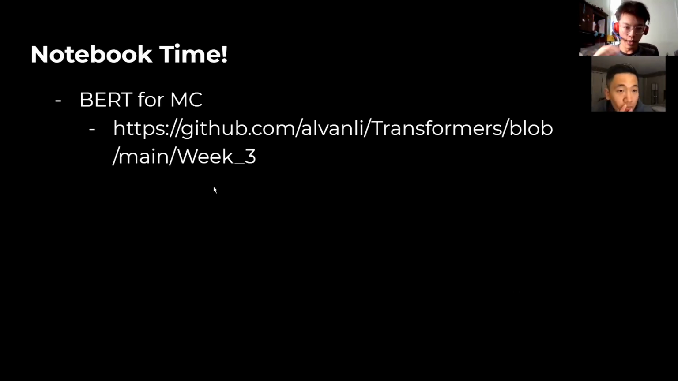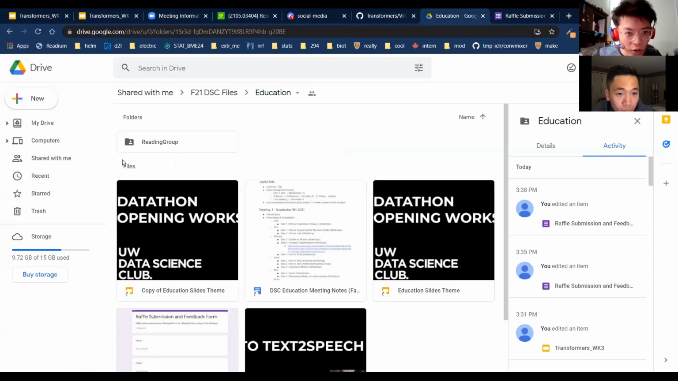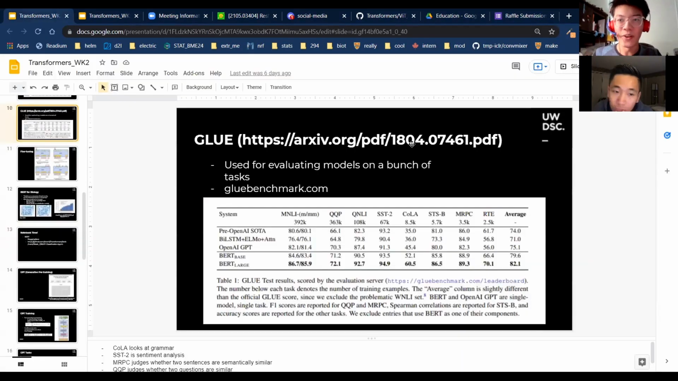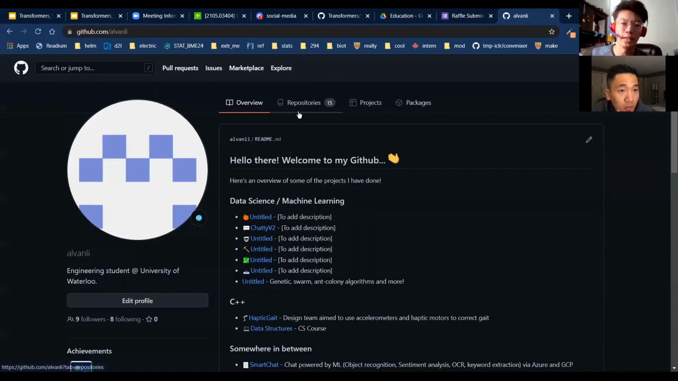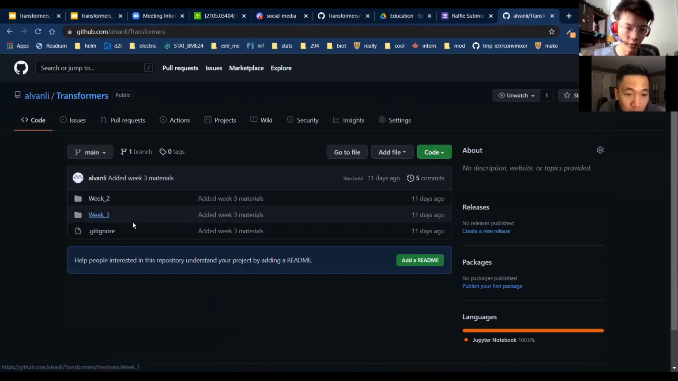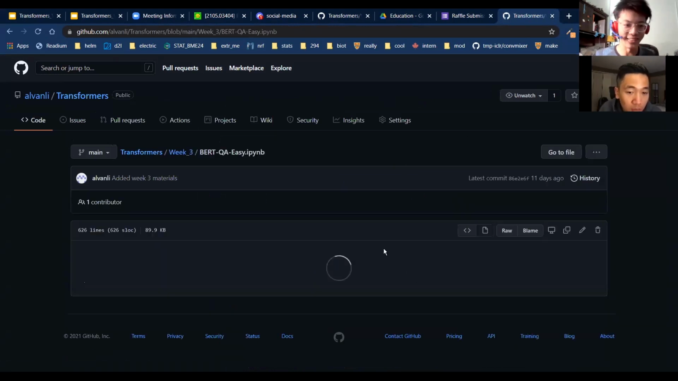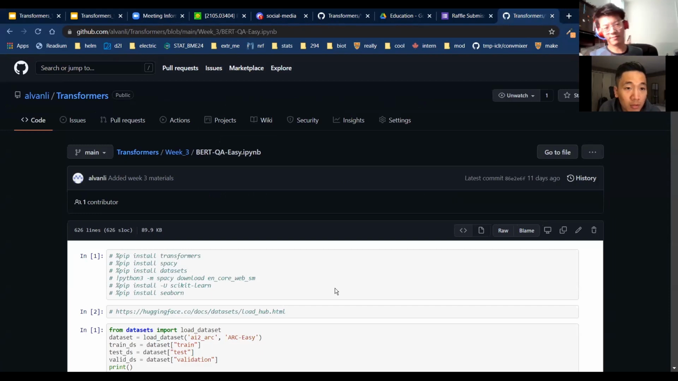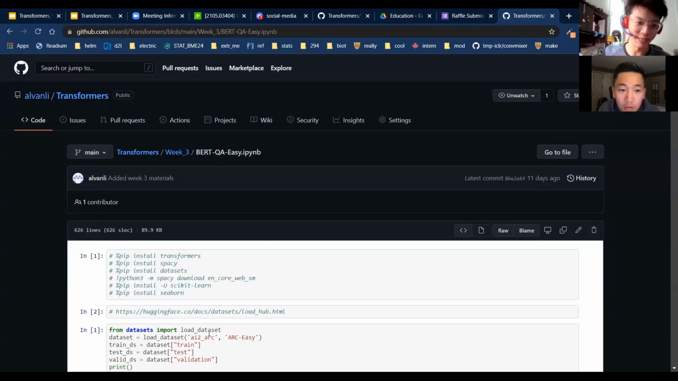Notebook time. This week we're looking at a BERT notebook for multiple choice. It's in a link posted in the Discord channel that I linked. We're looking at week 3 BERT QA easy. I tried to train on a different data set and it didn't work, so I named this one easy because it did work.